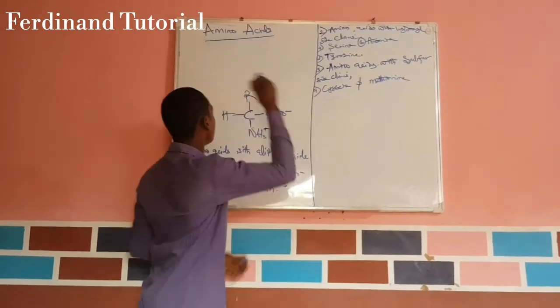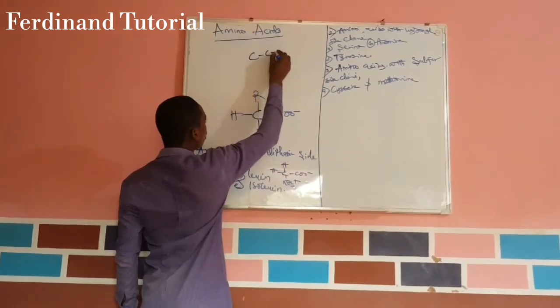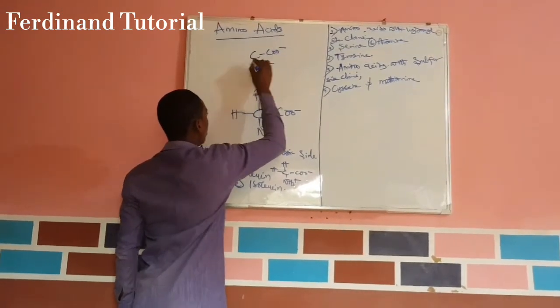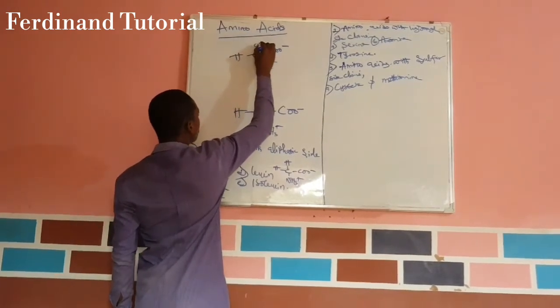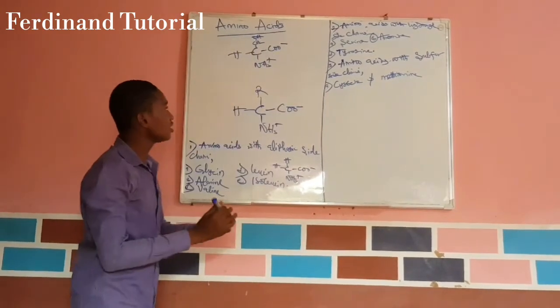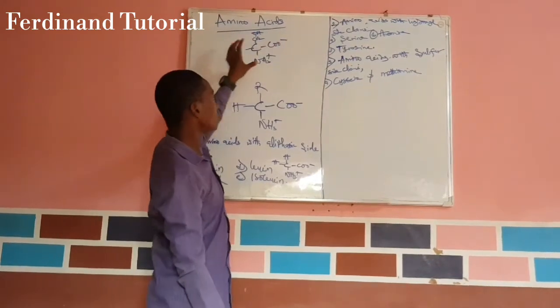Let me draw a small structure of serine here. We have C, we have COO minus, we have NH3 plus, we have H, and here now we have CH2, and we have OH. Are you getting it? This is serine, an example of an amino acid with a hydroxyl side chain. That's it.